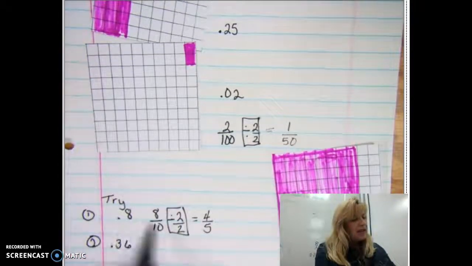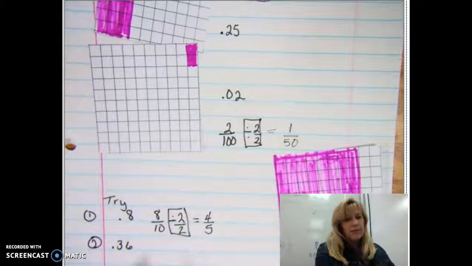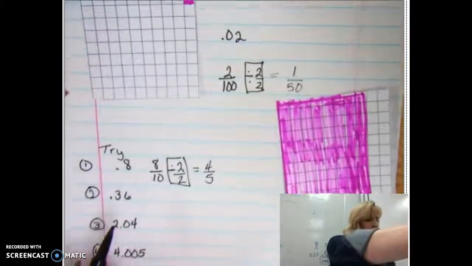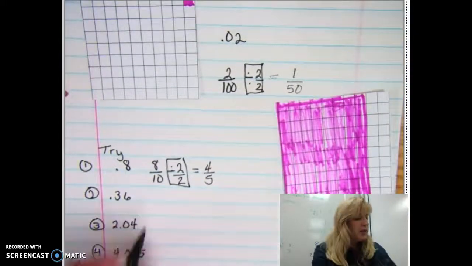So 0.8 is exactly equal to 4/5. 8/10ths and 4/5 are just the same way to express the same amount.